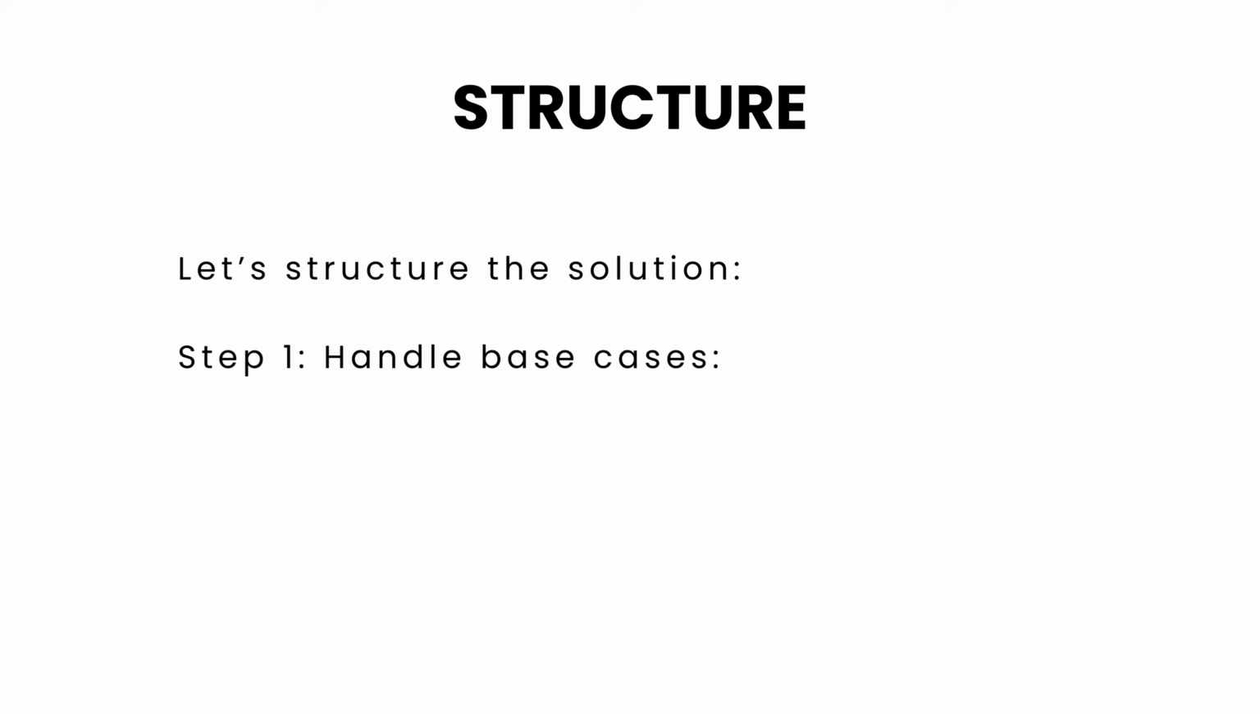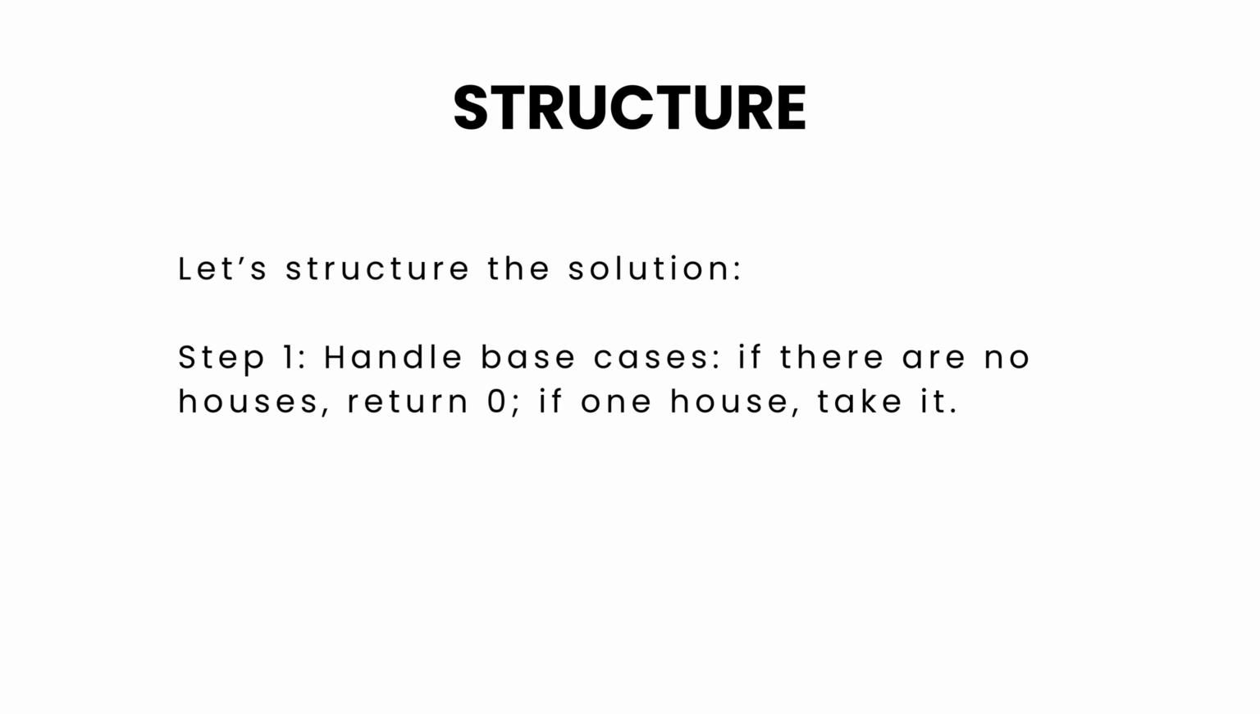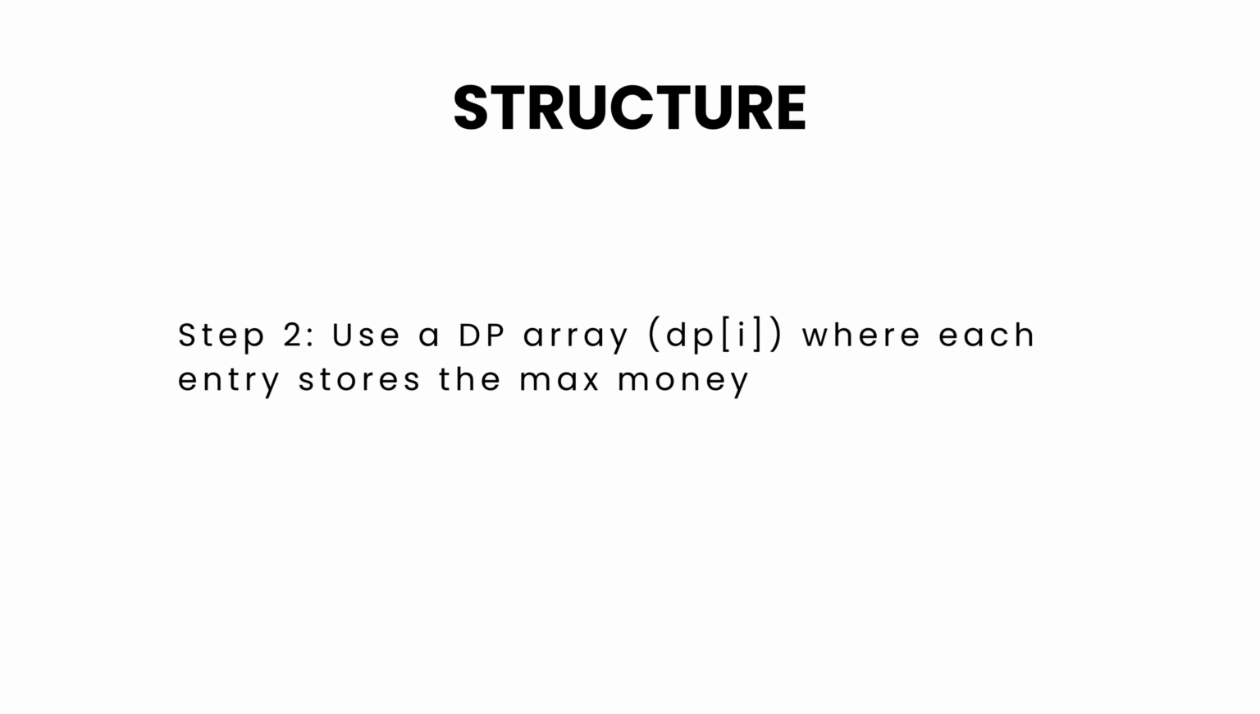Let's structure the solution. Step 1. Handle base cases. If there are no houses, return 0. If one house, take it. No houses? Nothing to rob. One house? Rob it. Step 2. Use a DP array, dp[i], where each entry stores the max money that can be robbed up to house i. The first house is always robbable. The second? Pick the bigger of house 0 or house 1.